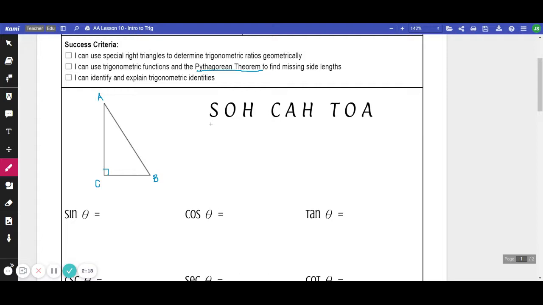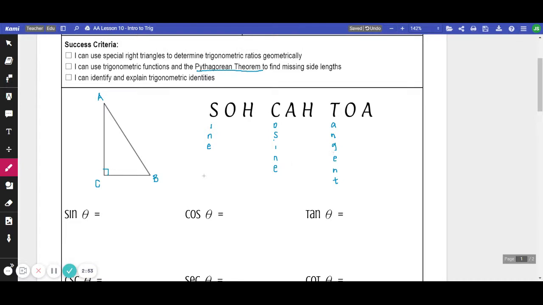Okay, so SOHCAHTOA is a way for us to remember there are three major trig functions and then their reciprocal functions, so a function that goes with them. The three trig functions are sine, cosine, and tangent. So those are the three main trig functions: sine, cosine, and tangent.